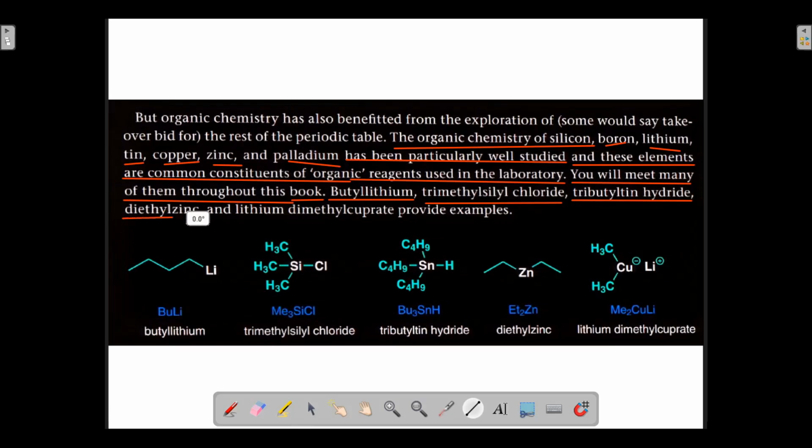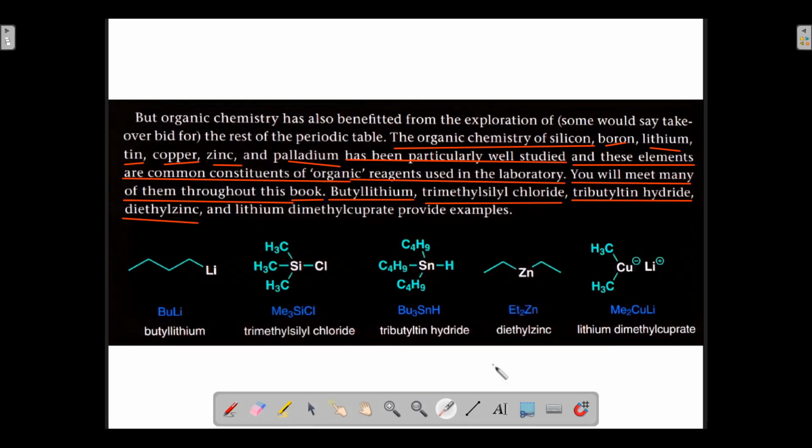We have diethylzinc. This is one ethyl group over here, this is another ethyl group over here, and zinc is there at the center. So diethyl, two ethyl groups, so diethylzinc, Et2Zn. Two ethyl groups are attached to the zinc.